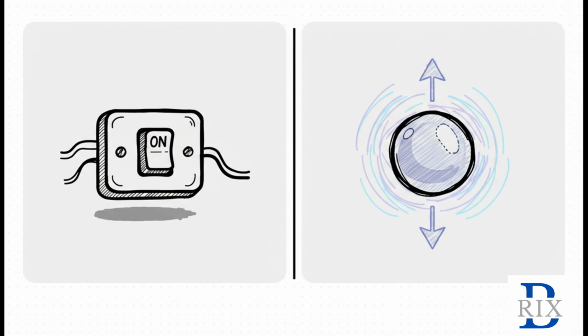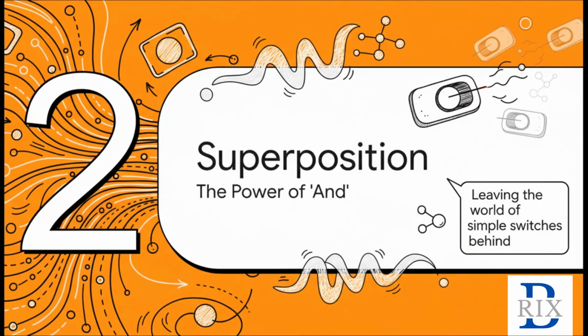But a quantum bit, or qubit, is a whole different ballgame. Take the spin of an electron, for example. When we measure it, sure, it's either spin up or spin down. But the real magic is what's happening before we look. So what is it that makes a qubit so special?